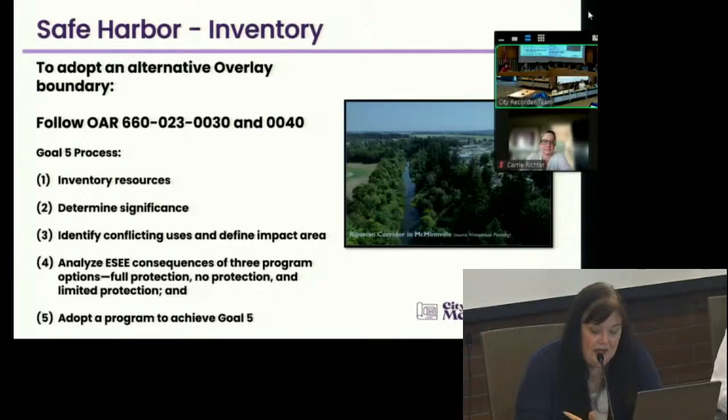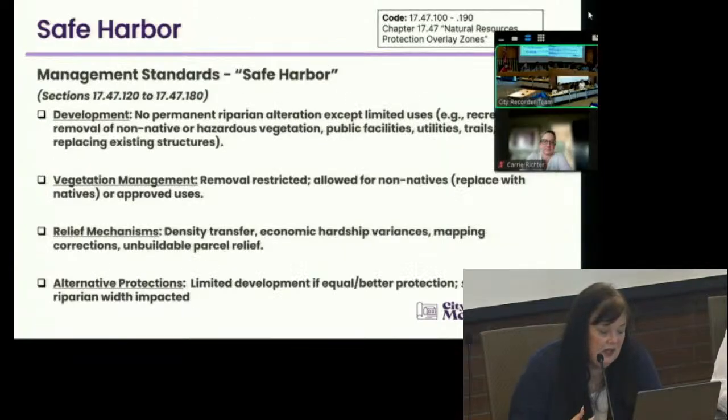So that would be survey and ESEE analysis. The other thing that they got back to us and said was you need more clear and objective standards for what you have in there. So what we tried to do, now knowing that we're using the safe harbor database, was make it more flexible in terms of what could happen within these 50-foot and 75-foot setbacks from these riparian corridors, to respond to the property owners we were hearing from.